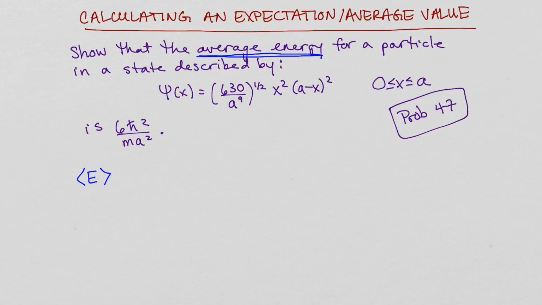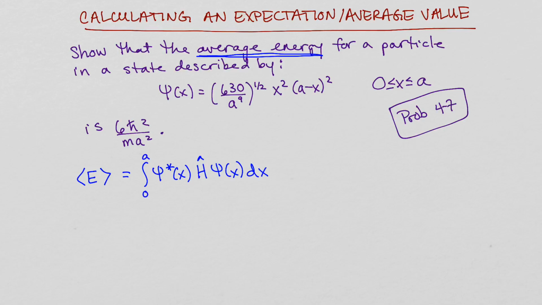We want the average energy, so that calculation is going to look like the integral of the complex conjugate of our wave function. We want to put our total energy operator in the middle, so that would be our Hamiltonian. And then we have our wave function again, times our differential volume element. We're in one dimension here, so that's just dx. And don't forget your limits. Here you're given your limits in the problem, so we know our limits are 0 to a.